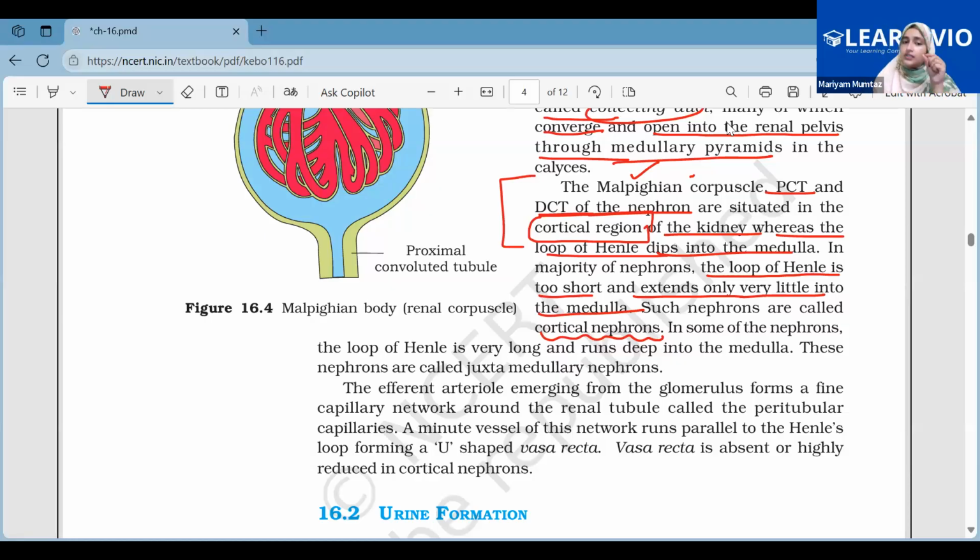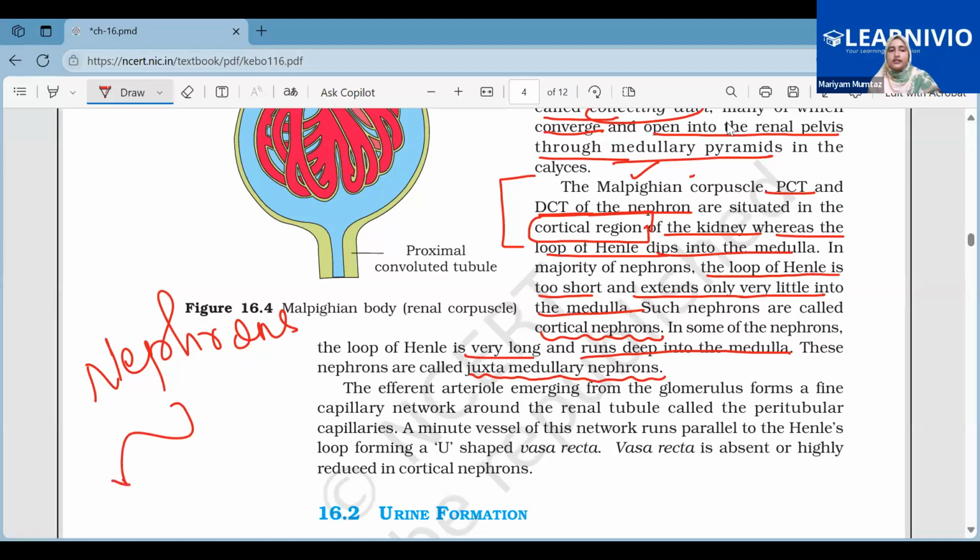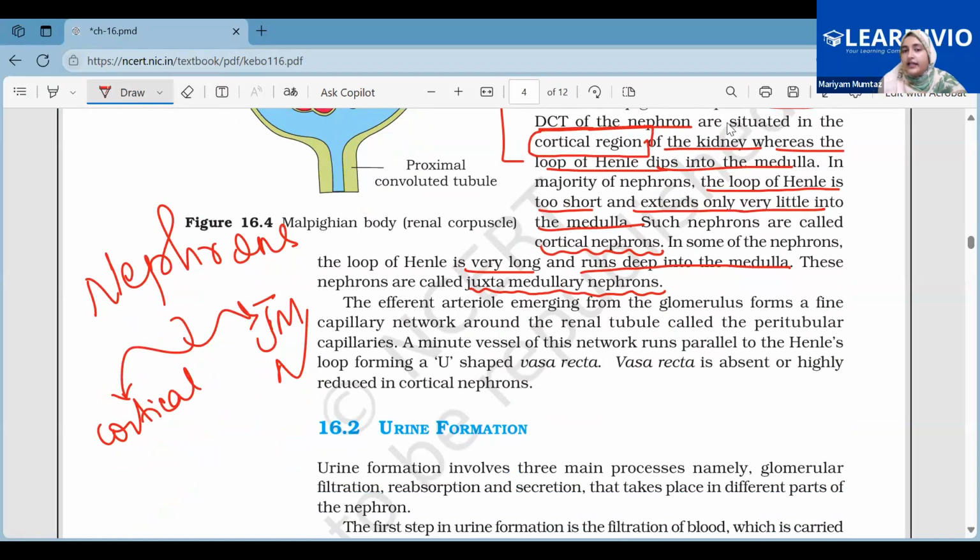But the loop of Henle of those nephrons which are very long runs deep into the medulla. So now you can't call them cortical nephrons. Instead, you call them juxtamedullary nephrons. So nephrons are of two types in totality. The first type is cortical, and the second is juxtamedullary nephron.